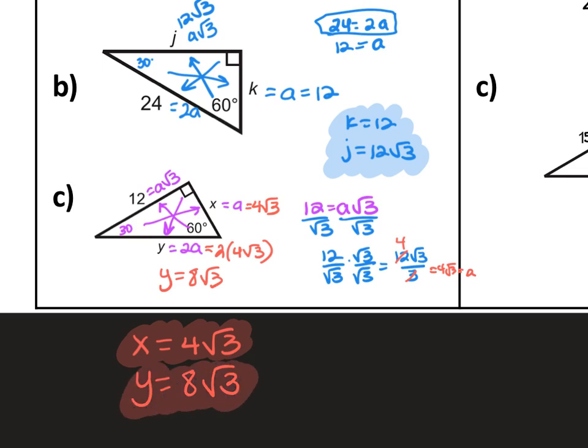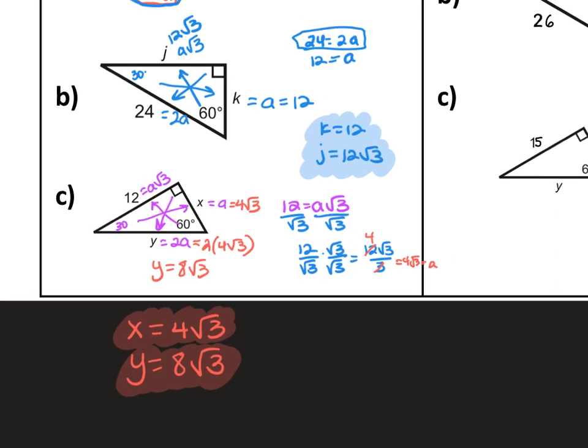So that's the hardest one when you're given the opposite the 60, because you have to divide by the root 3. But it's the same process every time. If you're given opposite the 30, then you just have to multiply. If you're given opposite the 90, you got to divide by 2 and then plug the A in. If you're given opposite the 60, you divide by root 3.